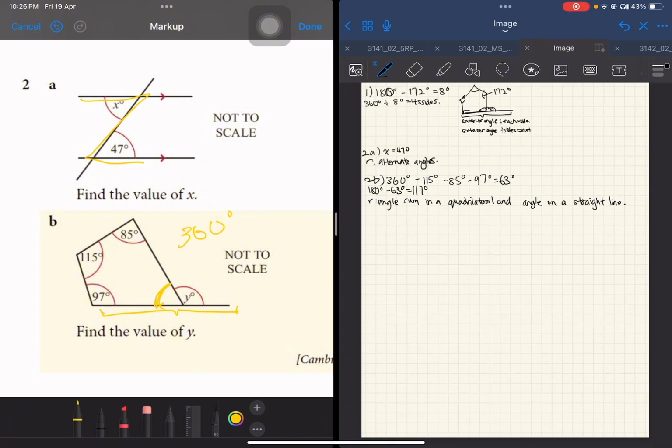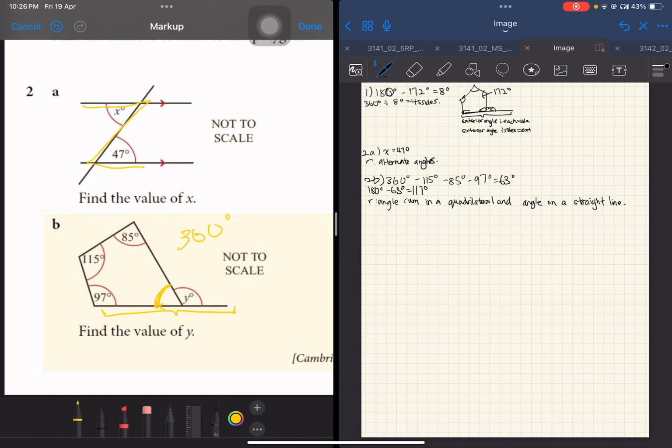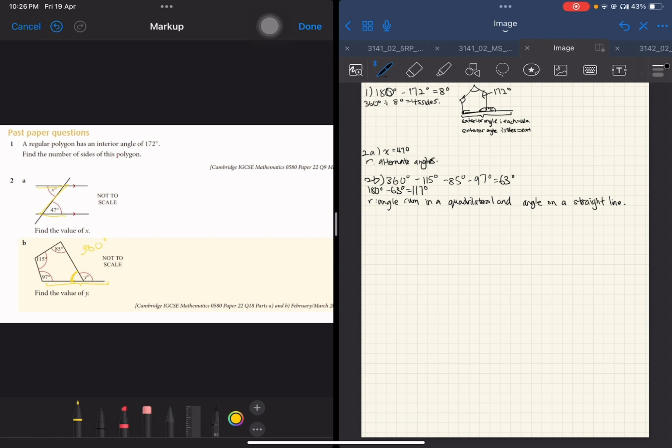So these are the answers for the examination practice and also the past year papers in the Coursebook regarding the chapter of angles and shapes.